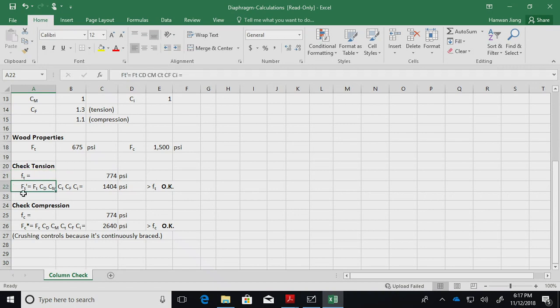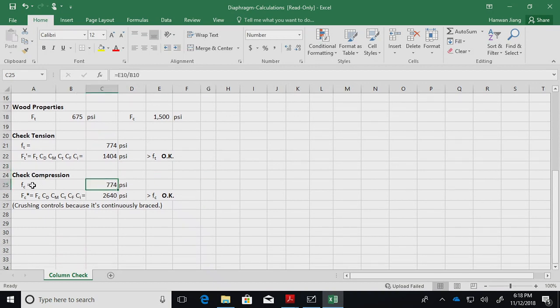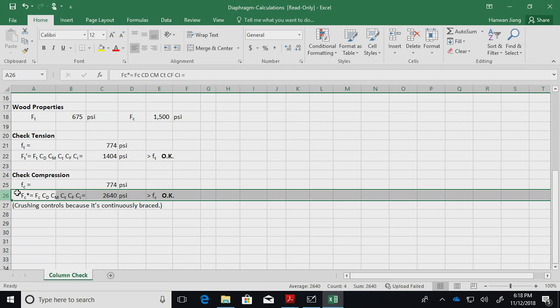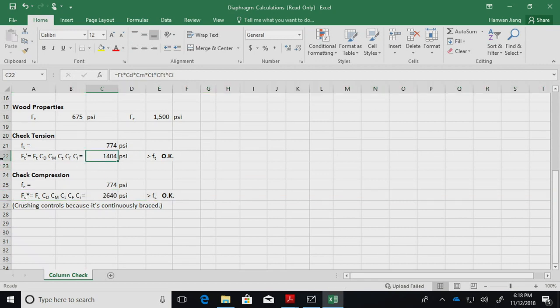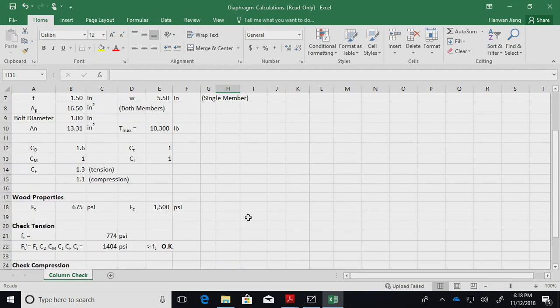So the allowable tension design value would be the reference tension value times 1.6 times 1.3, which is equal to 1404 psi. And also remember to check the compression. So the actual applied compression stress is the same as the applied tension stress because they have the same force values and the same net areas. The design value is a little bit different. Okay, as we can see, the design compression stress is almost 2 times the allowable tension stress. So tension is more critical. Okay, crushing controls, because we can assume it's continuously braced by the sheathing.